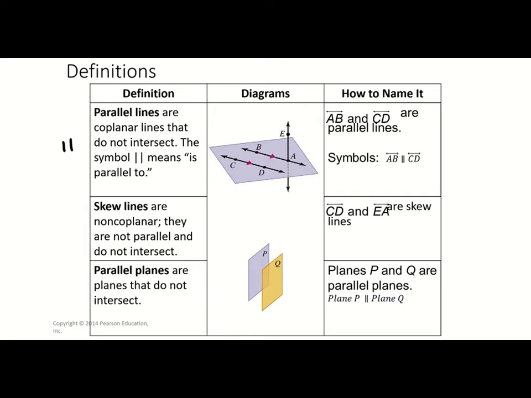Next, we have skew lines. Skew lines are non-coplanar, so they're not in the same plane, they're not parallel, and they don't intersect. Other than mention them right now, we won't really talk about skew lines. Next, we have parallel planes. Remember, planes, kind of think of like the sheet of paper. They are two planes that are parallel to each other.